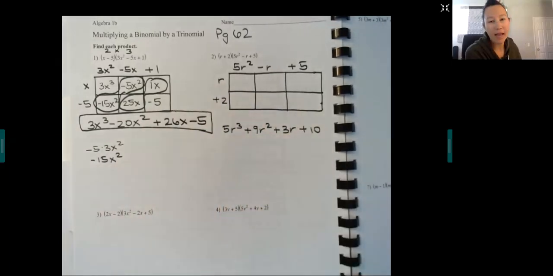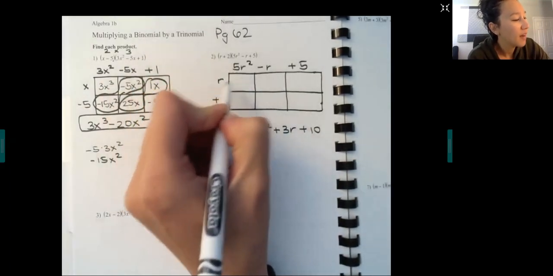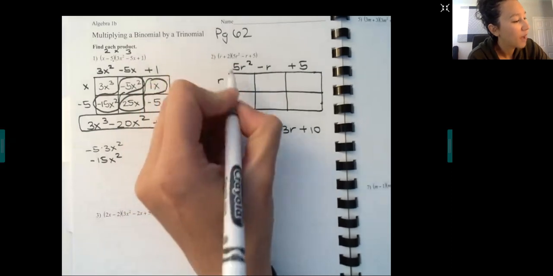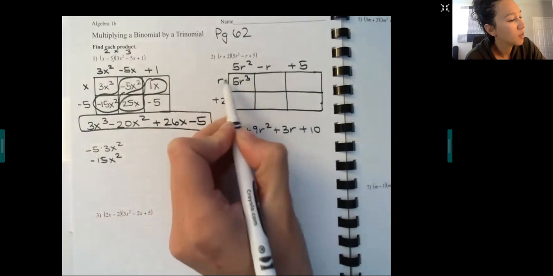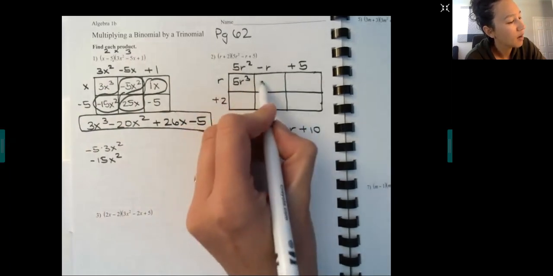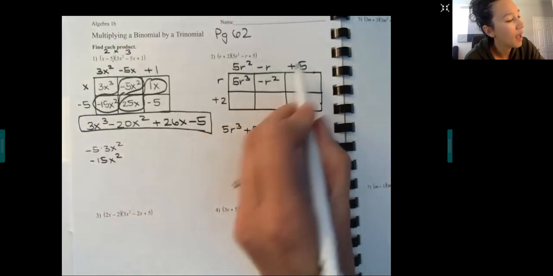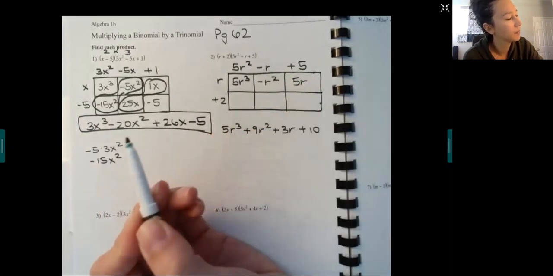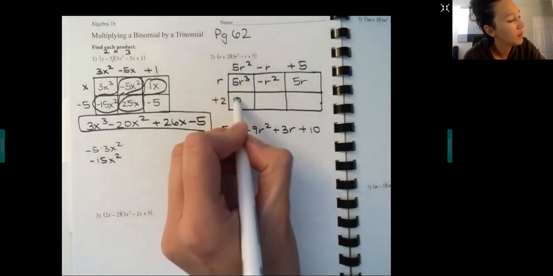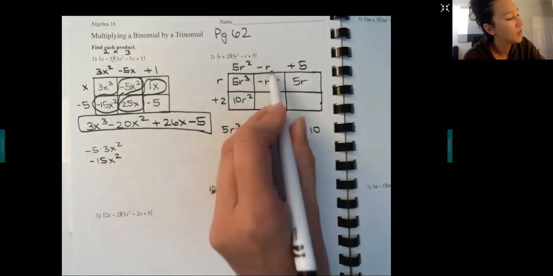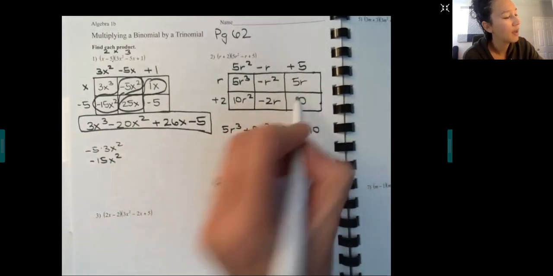Okay. So let's see how Savannah got that answer. So we multiply and find the area of each box. So we have r times 5r squared, which is 5r cubed. Then for this box, we have to multiply r times negative r, which is negative r squared. And then r times 5 for this box, which is 5r. And then 2 times 5r squared is 10r squared. 2 times negative r is negative 2r. And 2 times 5 is 10.